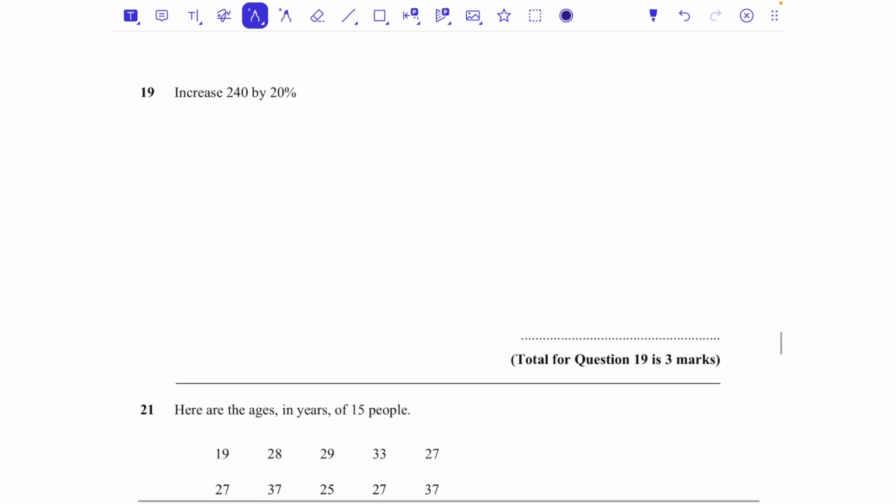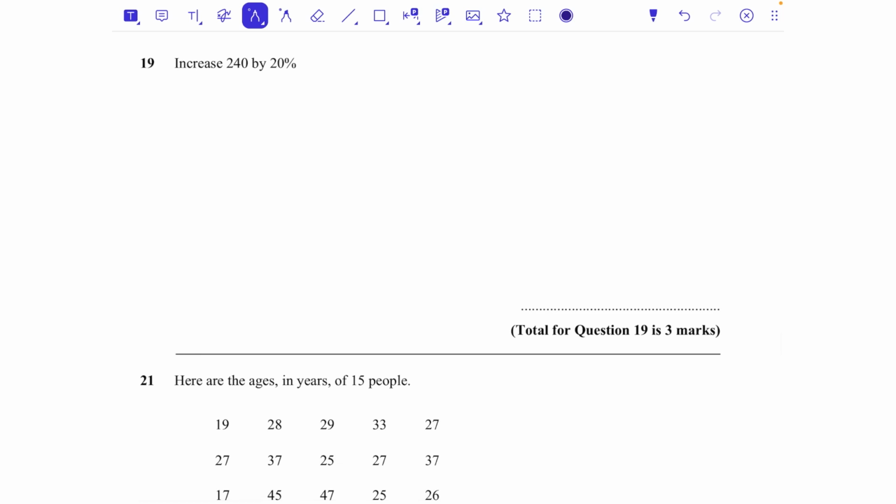Okay, question number 19. Increase 240 by 20%. So always a good amount to find is 10%. You can find 10% by dividing by 10. So 10% is 24. 240 divided by 10 is 24. So 20% would be another 10% added on. And so we know that 20% is 48.